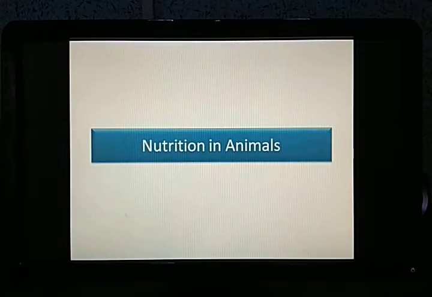So let us see what is there in the second chapter. The name of the second chapter is Nutrition in Animals. We have already discussed in the earlier chapter about nutrition in plants. Now today we'll be discussing something about nutrition in animals. So let us begin.